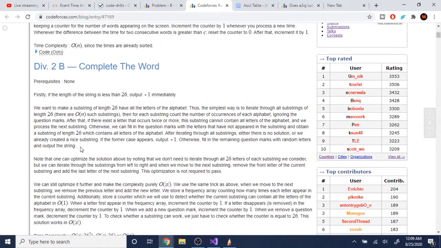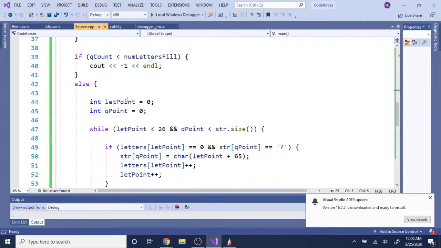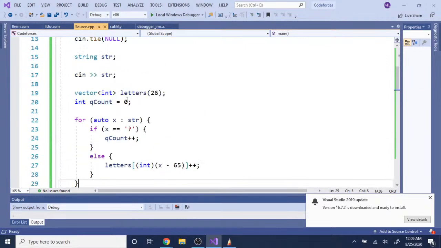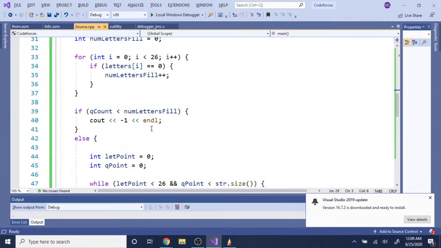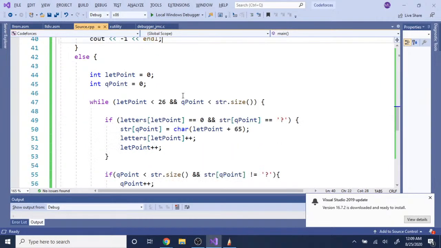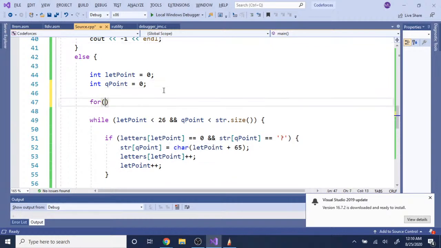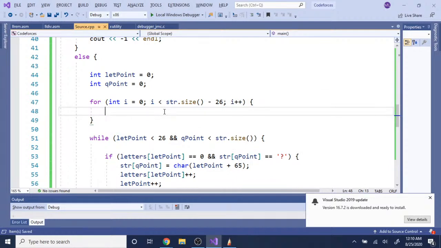But yeah, basically we have to go through every 26 substrings. So yeah, that's going to be a pain. If we're going to do that, technically we don't have to count the question marks again. This was kind of pointless, the question marks, but we already have it. Okay, so for every 26 segments, we have to count. So we have to do for i equals 0, i is less than str.size minus 26, i plus plus. So I think that'll be the number of 26 contiguous substrings, right? I think that would be.